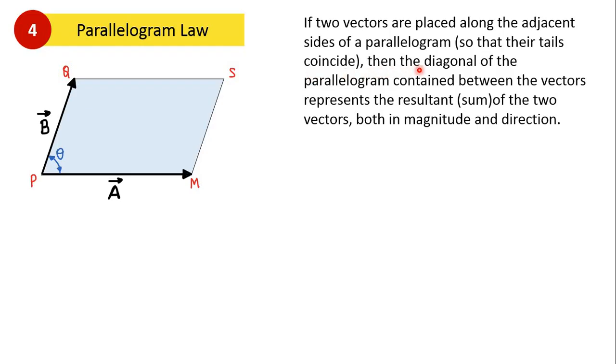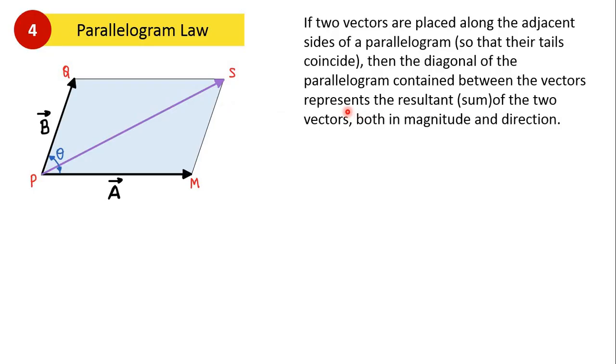Then the diagonal of the parallelogram. You see, in a parallelogram, there are two diagonals. One diagonal is this one and one diagonal is this one. So which diagonal will be considered as the resultant? The diagonal of the parallelogram which is contained between the vectors. That means PS, this one. This diagonal which is contained between the two vectors, not the other diagonal, this one, not QM but PS.